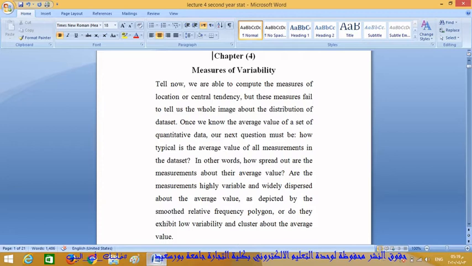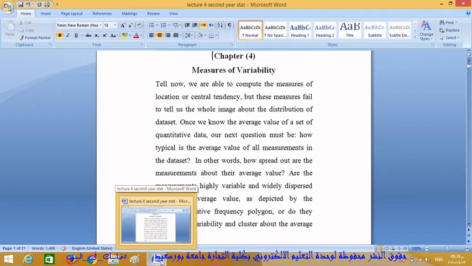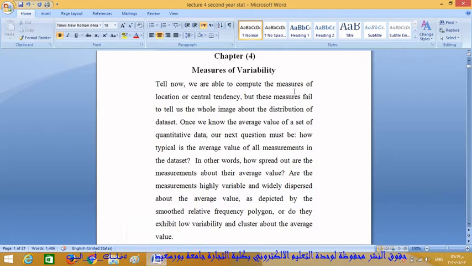These measures fail to tell us the whole image about the distribution of a dataset. Once we know the average of a set of quantitative data, our next question must be, how typical is the average value of all measurements in the data set? In other words, how spread out are the measurements about their average value?